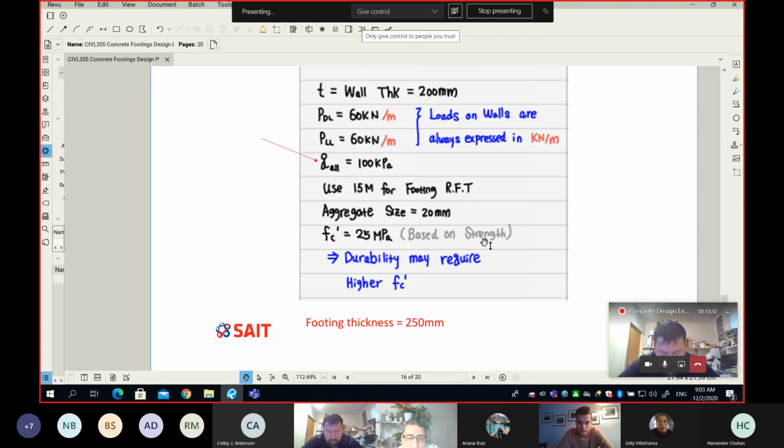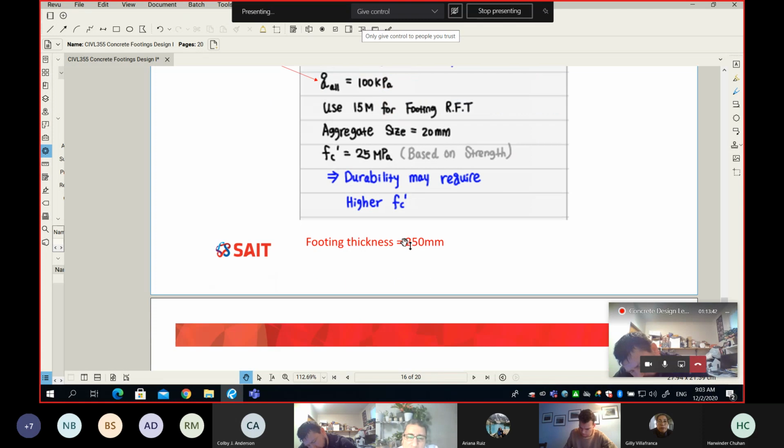I need to remind you that this number here is based on strength, but if the soil has some sulfate, then probably you need to bump up the 25 to some bigger value for the durability issue. So be careful. In this example, I use 25, and I just assume that there is no sulfate in the soil. Now, Tyler, go ahead.